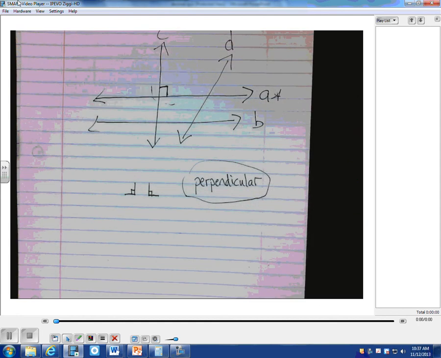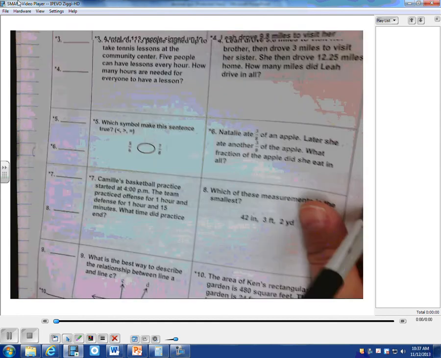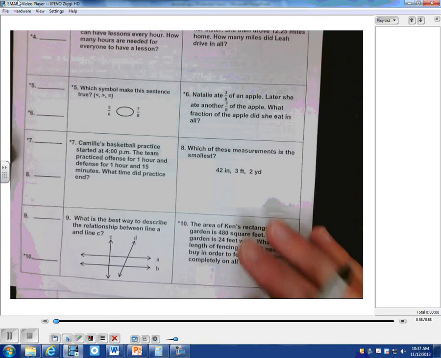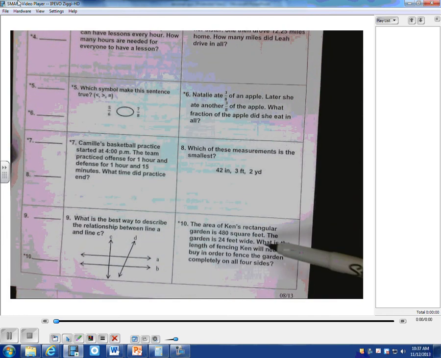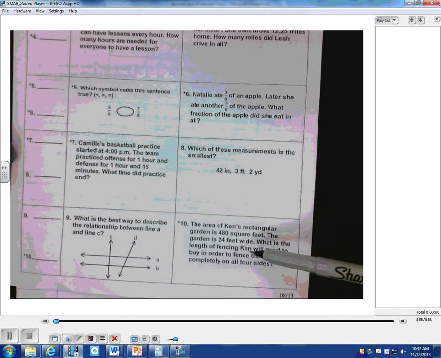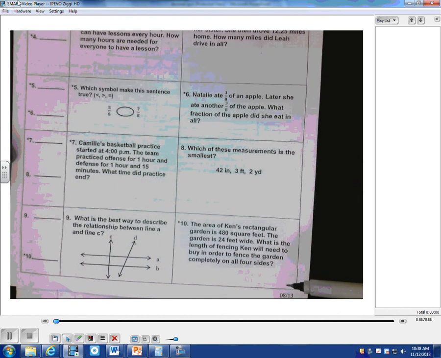Okay, last one. Number 10. The area of Ken's rectangular garden is 480 square feet. The garden is 24 feet wide. What is the length of fencing Ken will need to buy in order to fence the garden completely on all 4 sides? So, a couple of things we got to do with this problem.